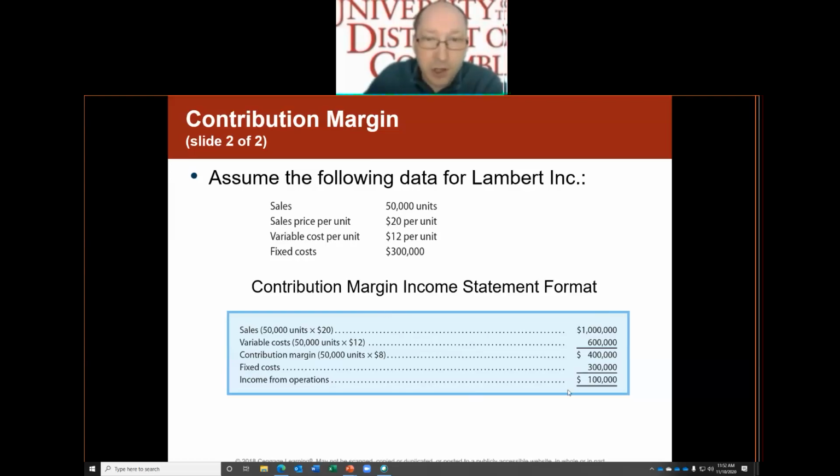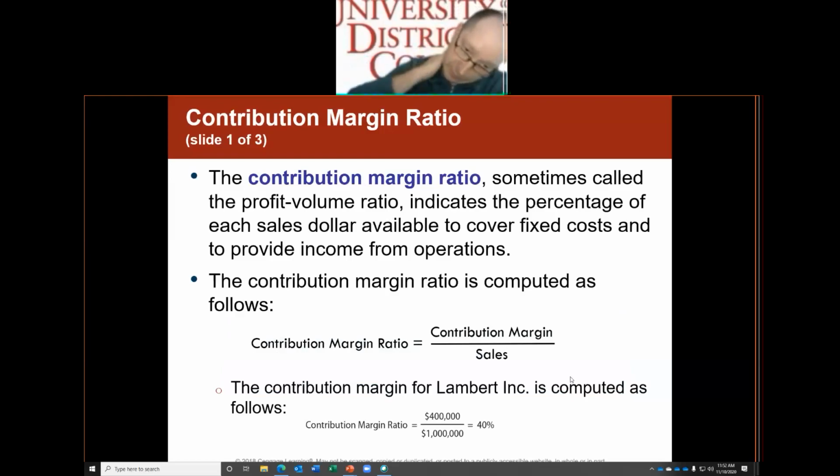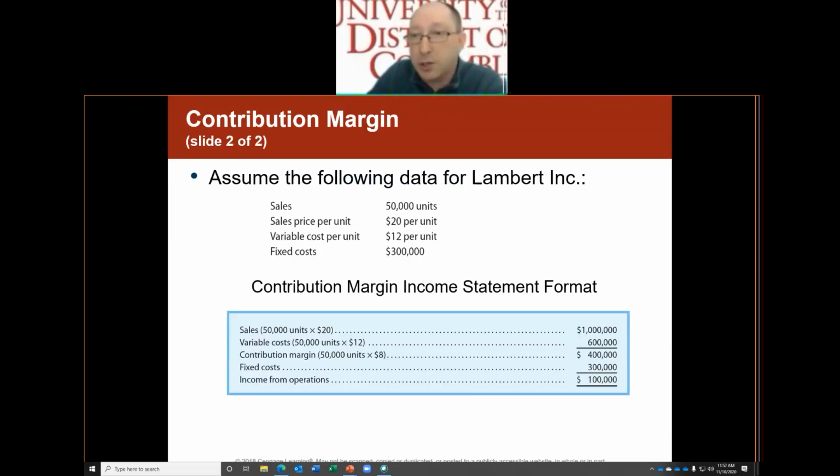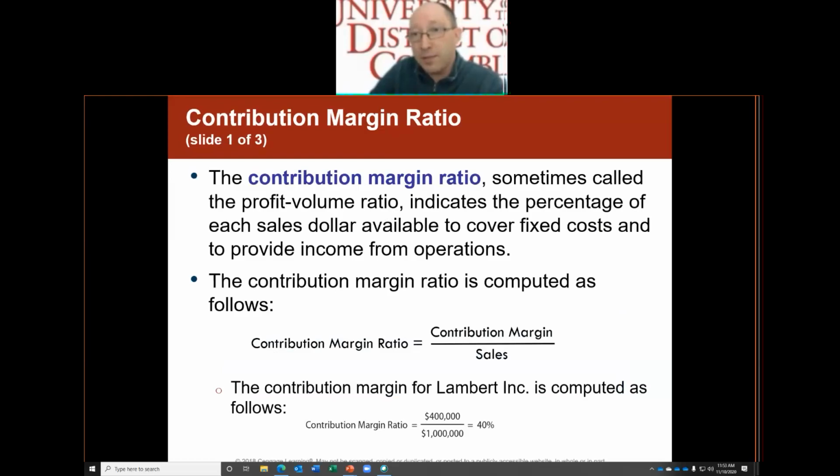So yeah, that's a fun example. I like that one. That's one of my favorite ratios. Here's another good one. This last one we did, the contribution margin, we figured out from a dollar perspective. Now, let's look at it from a percentage perspective, by looking at the contribution margin ratio.